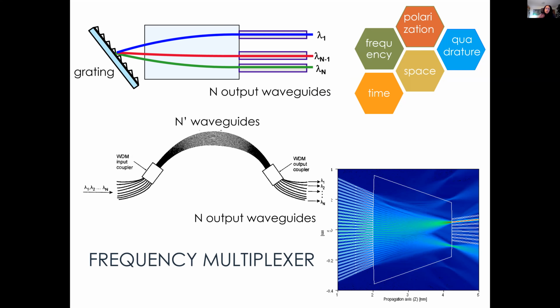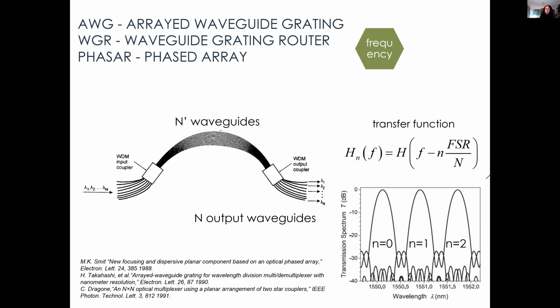This works as a frequency multiplexer or demultiplexer, and it was invented in 1988 by Smit, and the name is arrayed waveguide grating router, or phased array. Basically, at each port of the device, we have a replica of the same transfer function. So if it divides the signal into different channels, each channel is transmitted at an AWG port.